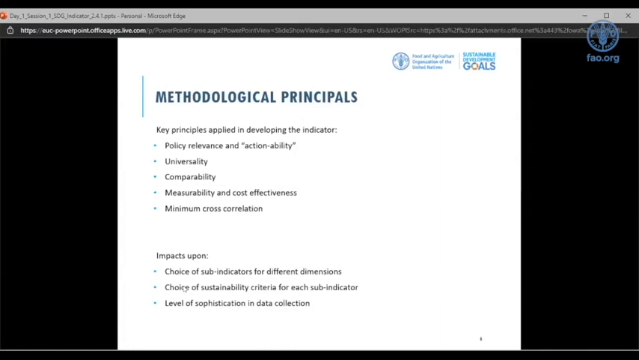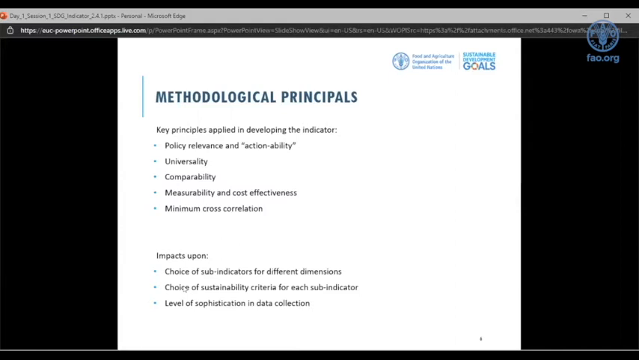Here are the principles that were used to develop the indicators methodology. First, the policy relevance, actionability. We wanted to make sure that every sub-indicator selected as part of the SDG 2.4.1 framework had a meaning for the policymakers, and thus provided information based on which informed decisions or policies can be made to improve the overall situation on the ground. Meaning the sub-indicators must be easily understood and the results easily interpreted by the policymakers.